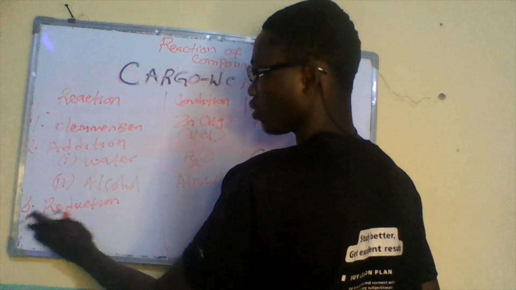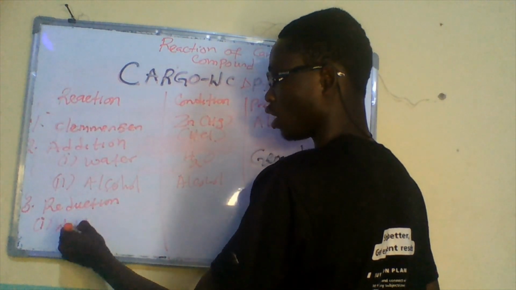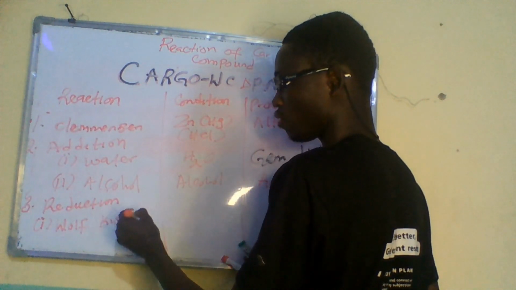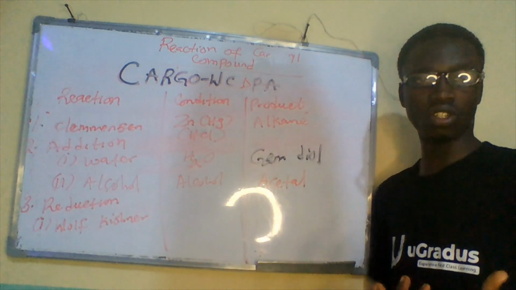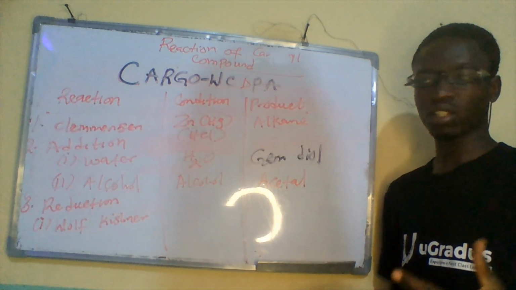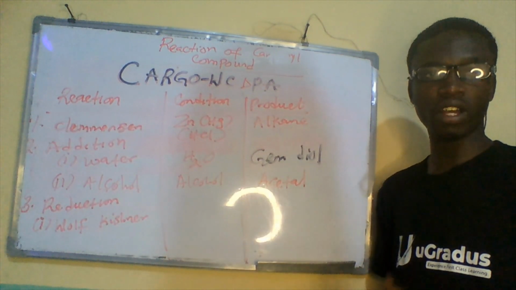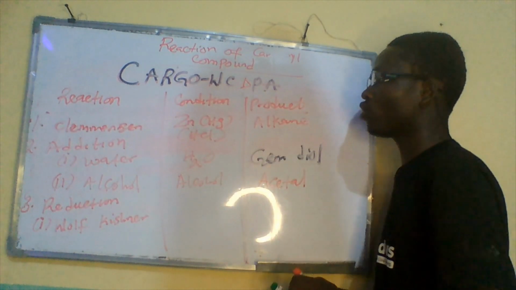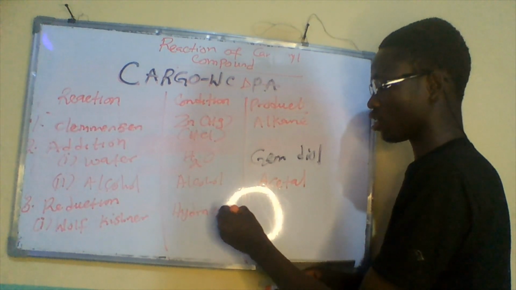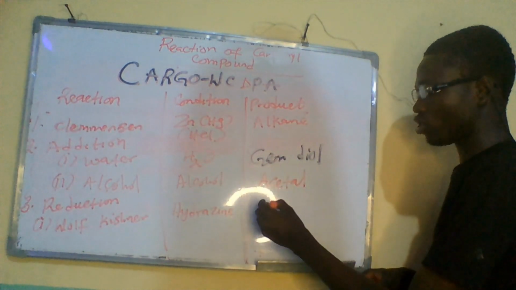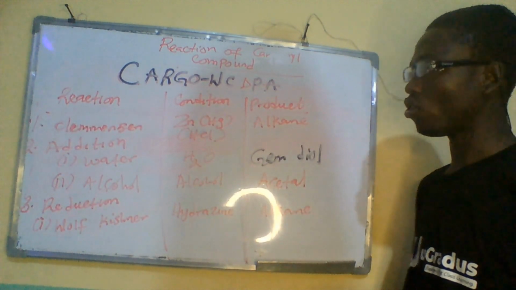Then the next one is the reduction reaction. Reduction reaction can be the one of Wolff-Kishner. There are actually a lot of reduction reactions under carbonyl compounds, since we are reducing the oxygen. But one of its kind is what we know as the Wolff-Kishner reaction. The condition of the reaction is hydrazine, and the product is always an alkane.